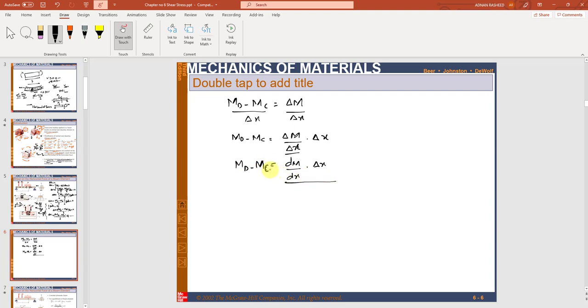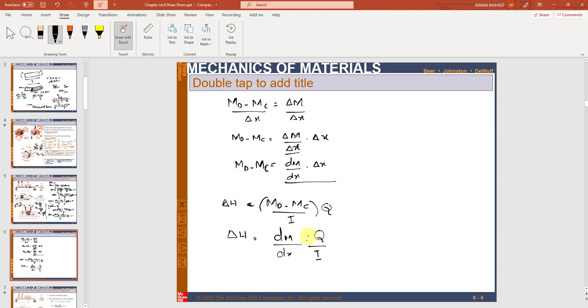So we will put the value of mD minus mC in the equation that we have derived here, that is delta H is equal to (mD minus mC) over I into Q. So we will put the value over here. So delta H will become equal to dM over dx, clear, into Q over I.